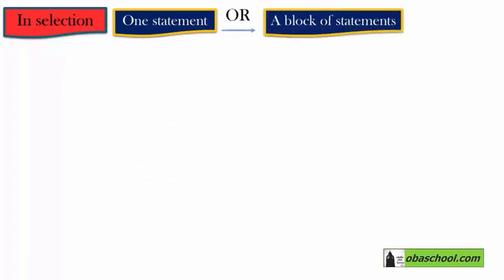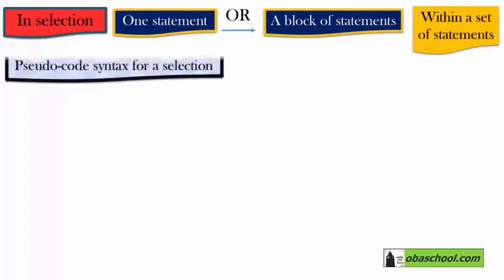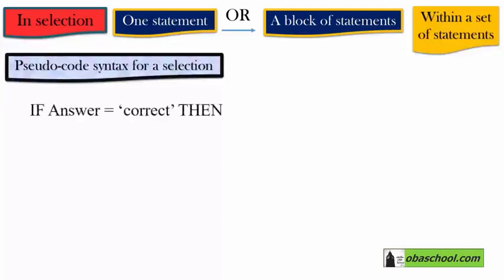Selection is to select one statement or a block of statements within a set of statements. Now let's see the pseudocode syntax for a selection. If answer equal correct, then. So here we have a condition. What will happen if the answer is correct? Output, well done. That means if the answer is correct, show me on the screen the word well done.